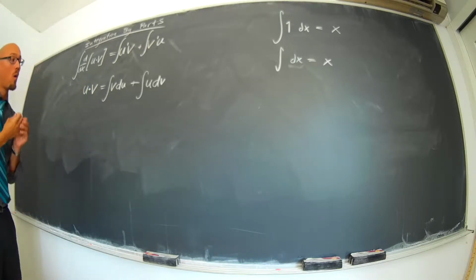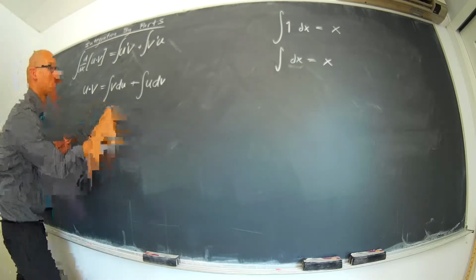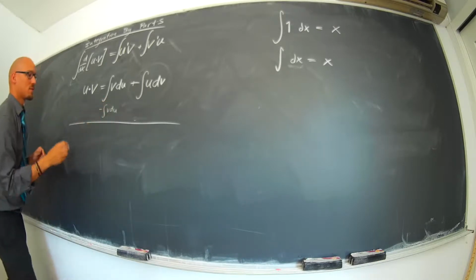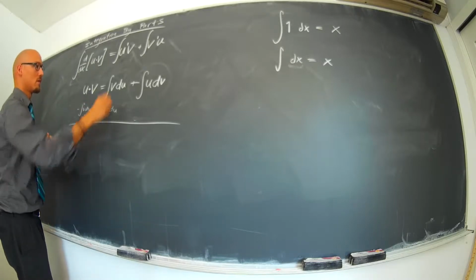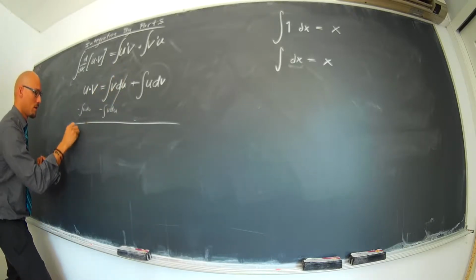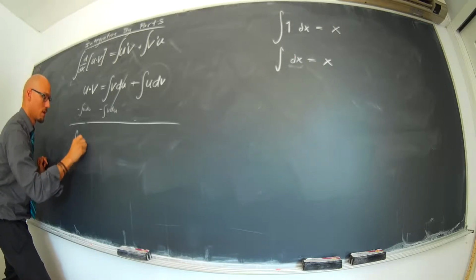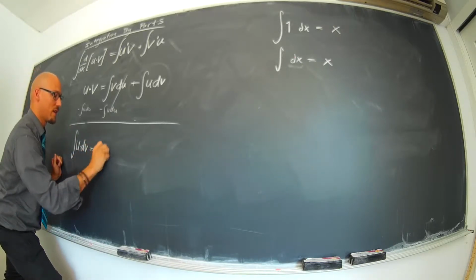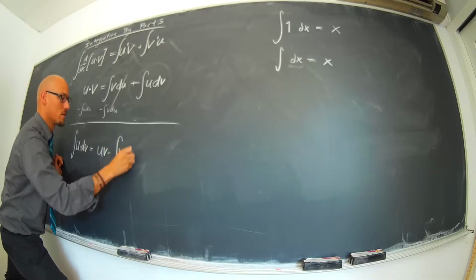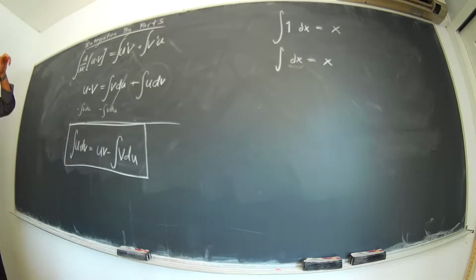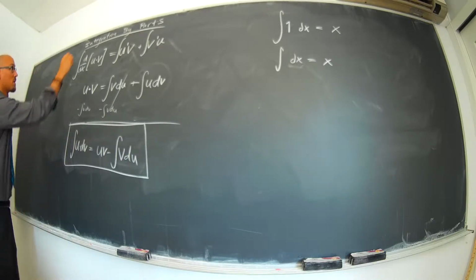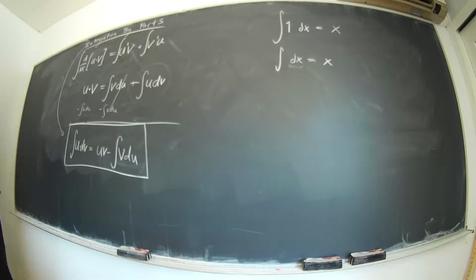So now, what we'll do is subtract v du on both sides. That's what we're going to do. And then the integral of u dv is equal to uv minus the integral of v du. There we go. That's what I wanted out of life. Whew. That's integration by parts, ladies and gentlemen. That's our formula. The integral of u dv is equal to uv minus the integral of v du.